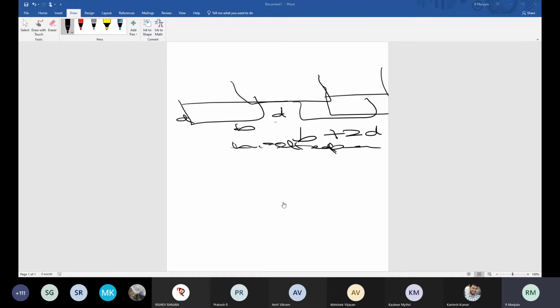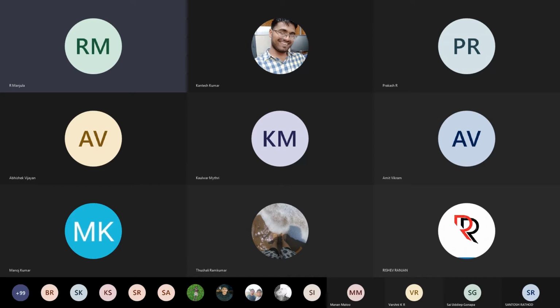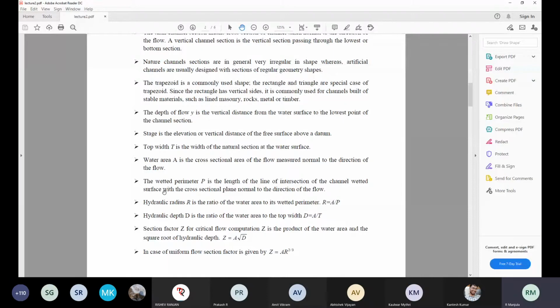Now come back to the earlier discussion. Your wetted perimeter is the length of the line of intersection of the channel wetting the surface with the cross-sectional plane normal to the direction of flow. So whatever direction is normal to the direction of flow, you have to take. It is not in the inclined direction, you have to take only normal to the direction of flow.